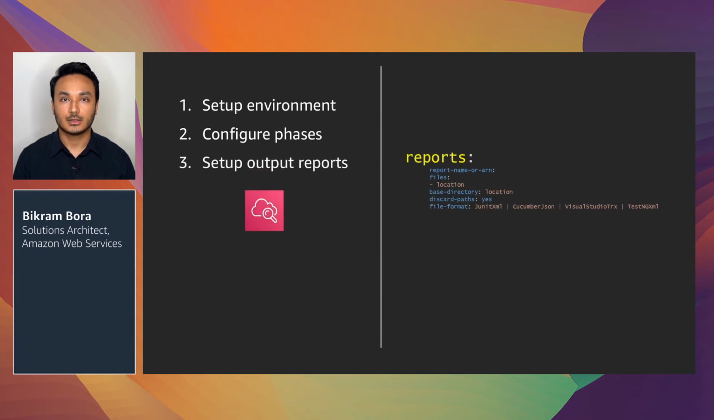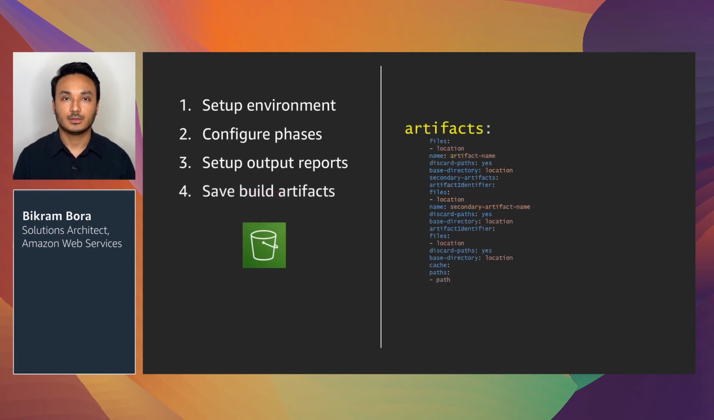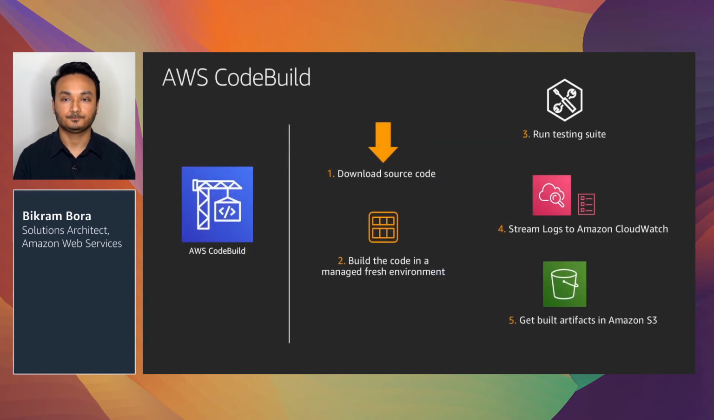The next stage is where you have reports. In this stage, the outputs of your build and your tests are published into things like an S3 bucket, or you can push them to CloudWatch logs. In the final stage, you specify which artifacts of your build you want to preserve. That can be the build binary itself and any reports, and these are published to an S3 bucket.